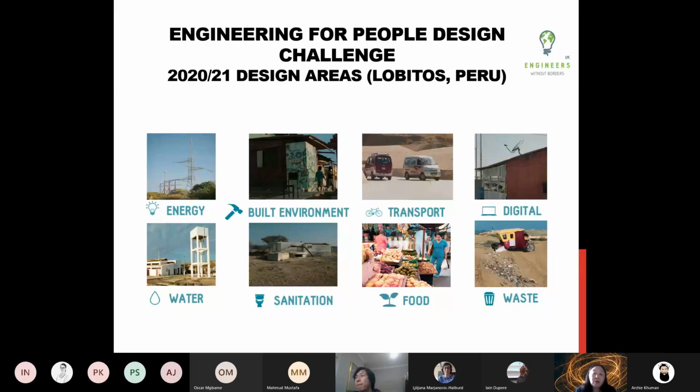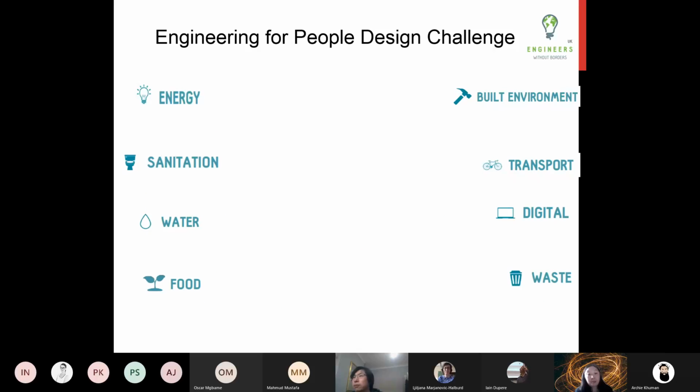The students or groups of students can select between different areas: energy, built environment, transport, digital, water, sanitation, food, and waste. You can see that these different design areas also improve the quality of life of the local communities where the design solutions are provided. They can improve access to reliable and clean energy, and to clean drinking water, and also improve the infrastructure, housing or public spaces for built environment, digital, transport, etc. Thank you. Next slide, please. So by working in the different design areas, the students are able to learn more about how to address sustainable development goals.